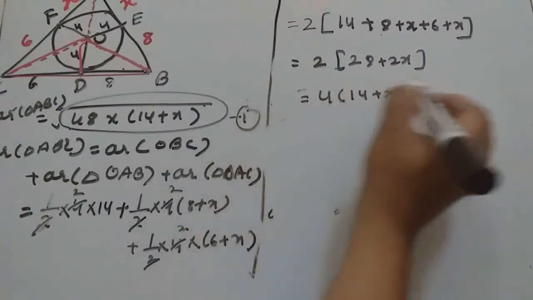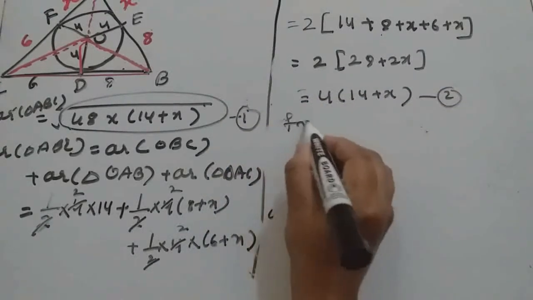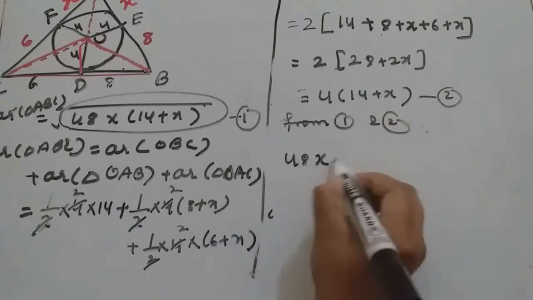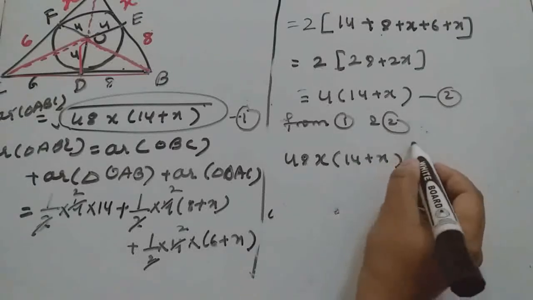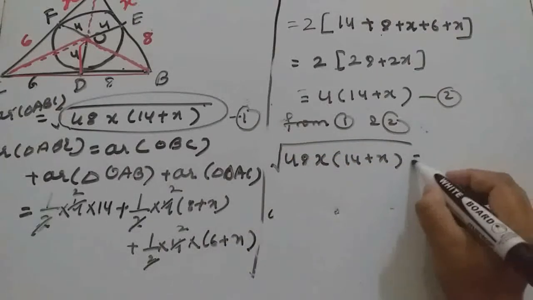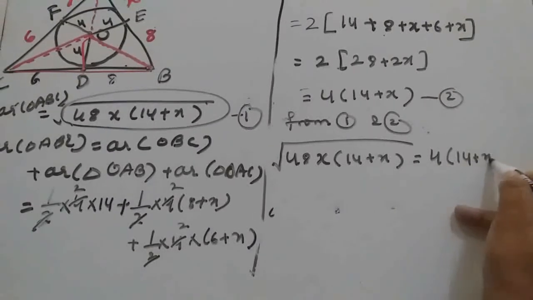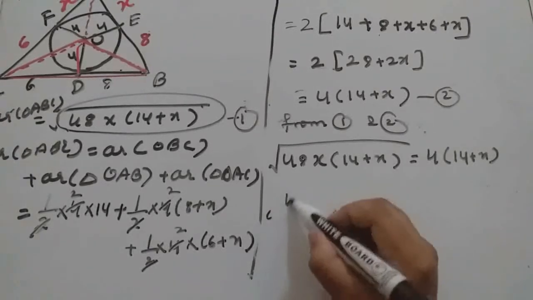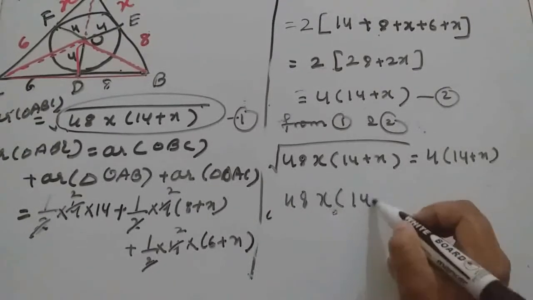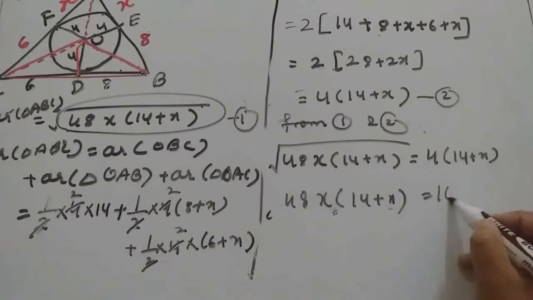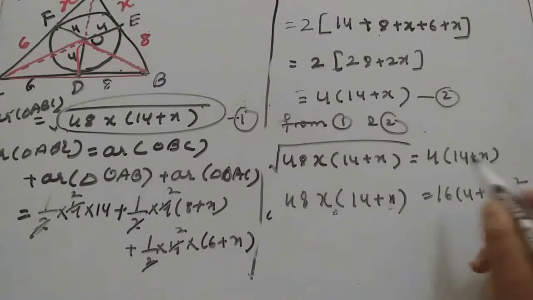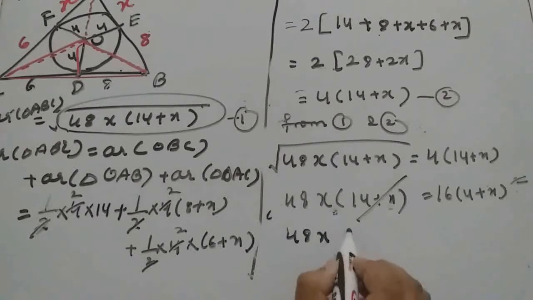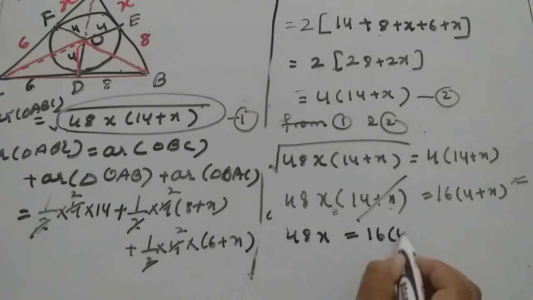So this is equation 1 and equation 2. From 1 and 2 we can write the square root of 48x times (14 plus x) is equal to 4 times (14 plus x). Taking the square on both sides, the square root will go, and here we get 16 times (14 plus x) squared. Now one bracket will go, then 48x is equal to 16 times (14 plus x).